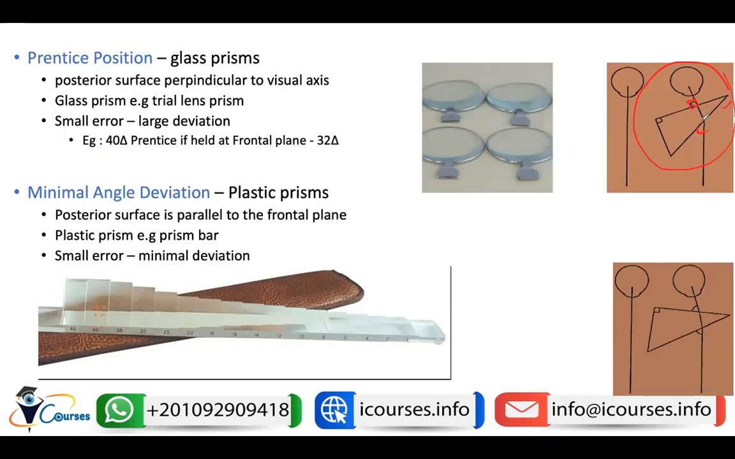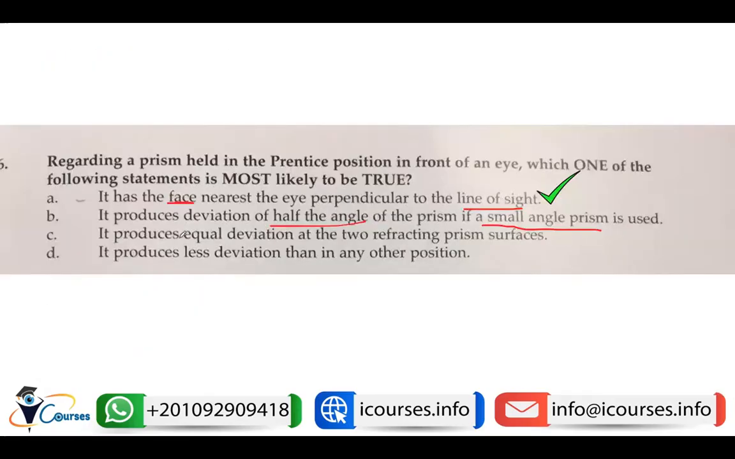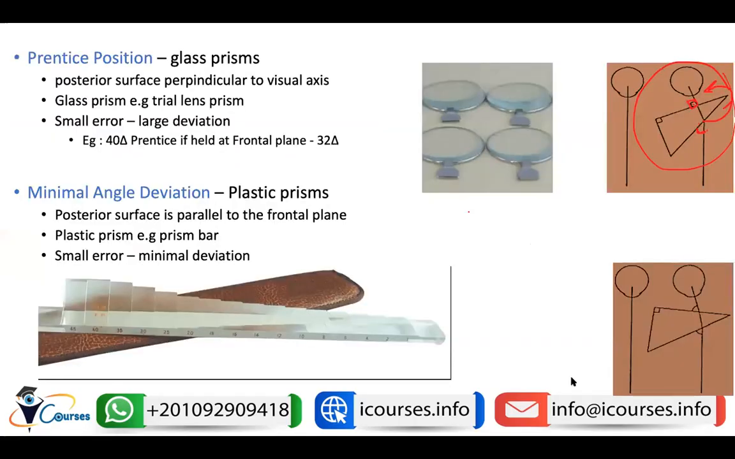So when you flip the prism to the other side, again, the side facing the eye will be 90 degrees and the other side will be different. That's what makes this answer wrong. It doesn't produce equal deviations at the two refracting prism surfaces. This can happen in the position of angle of minimum deviation. Here you can see this angle will be equal to this angle.